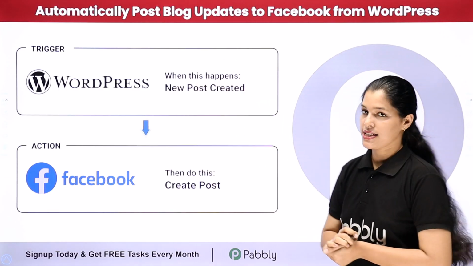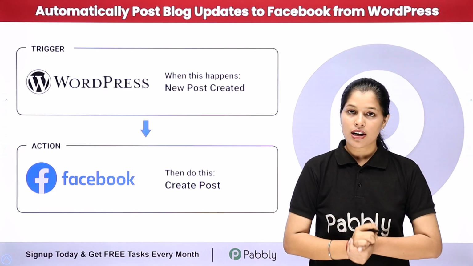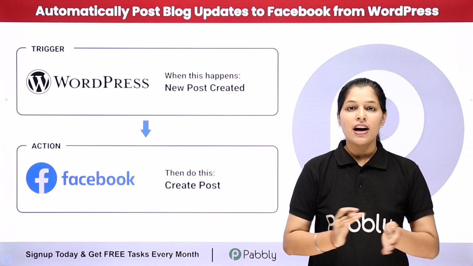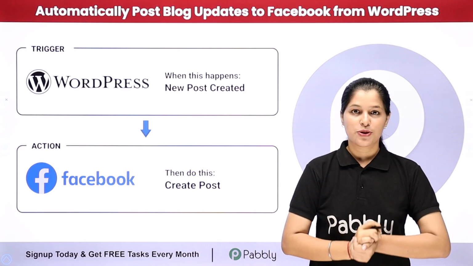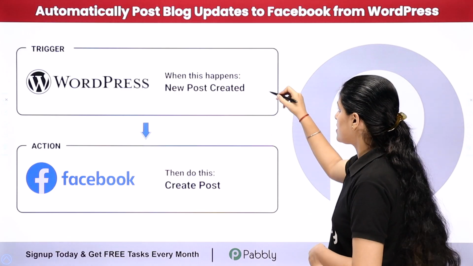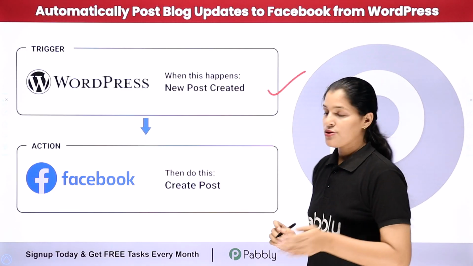So in this video we are going to learn how to automatically post blog updates to Facebook from WordPress. Every time I publish a new blog update over the WordPress, I am going to add it to the Facebook to keep my followers engaged and drive traffic to my site. So here my objective is, as soon as I create a new post over the WordPress, I am going to add it to the Facebook.